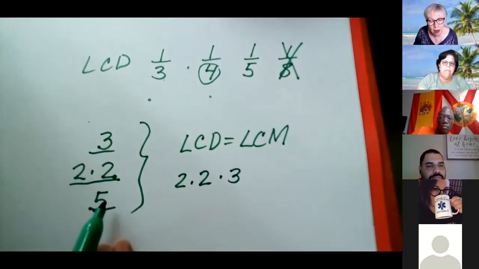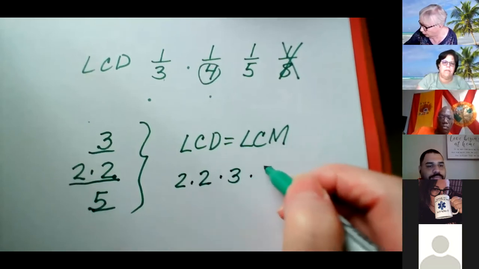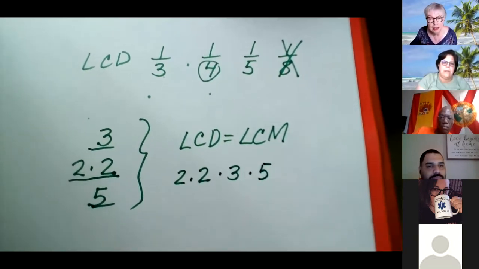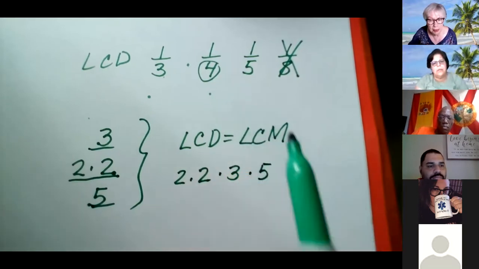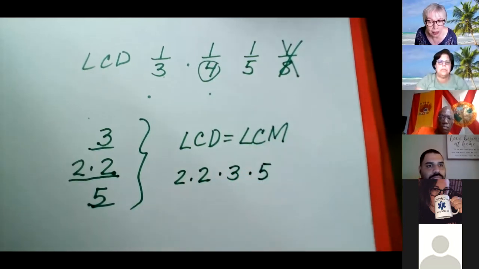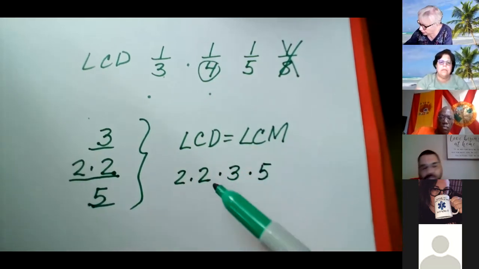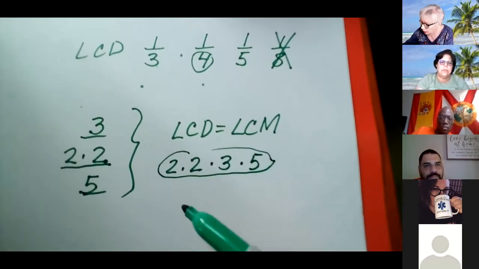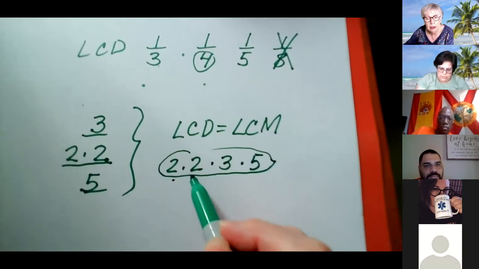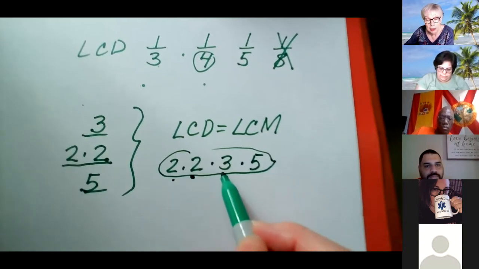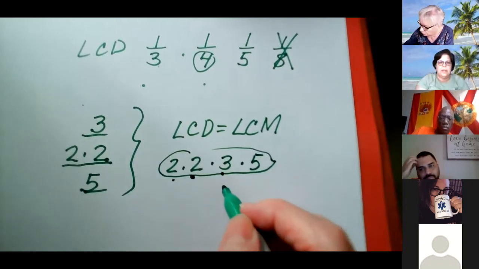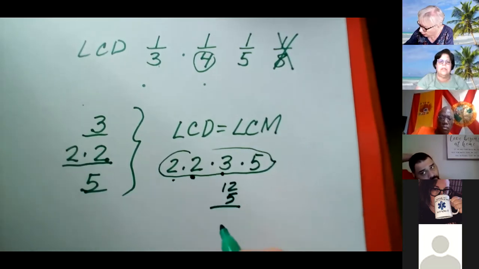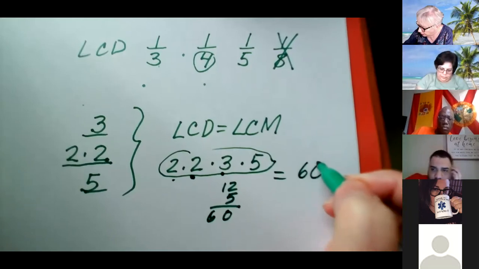And the most 5s I see are just 1. So the truth is, when I did just these first 3, I had to take the whole thing. And so I'm going to go ahead and do this. I'm going to multiply this out. 2 times 2 is 4, 4 times 3 is 12, and 12 times 5, 0, carry a 1, is 60.